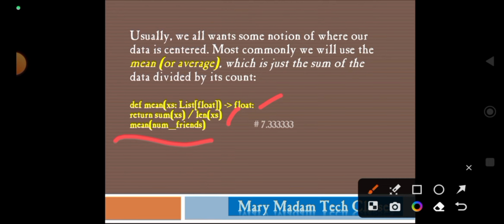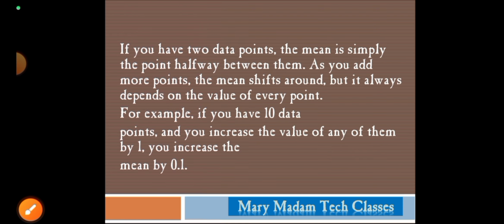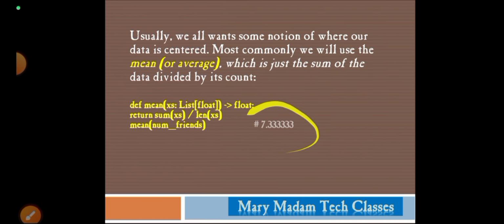In the previous topic, describing a data set, we saw the number of friends list. If you observe there, we have seen that topic in the previous topic. Here we are going to calculate the mean of friends. The mean of friends is 7.333. This is the mean value for number of friends.